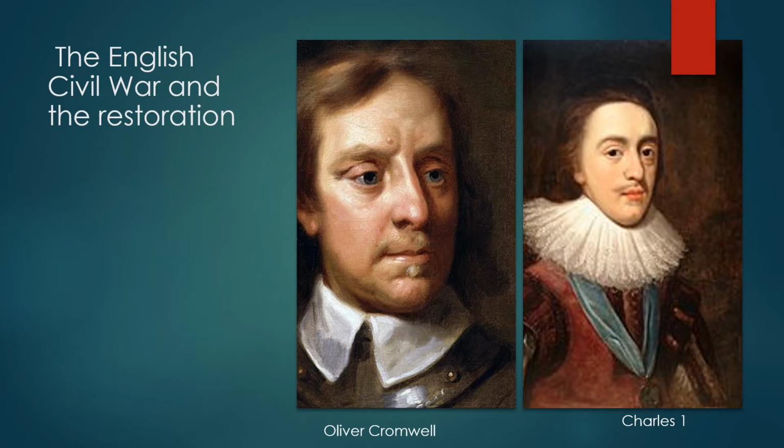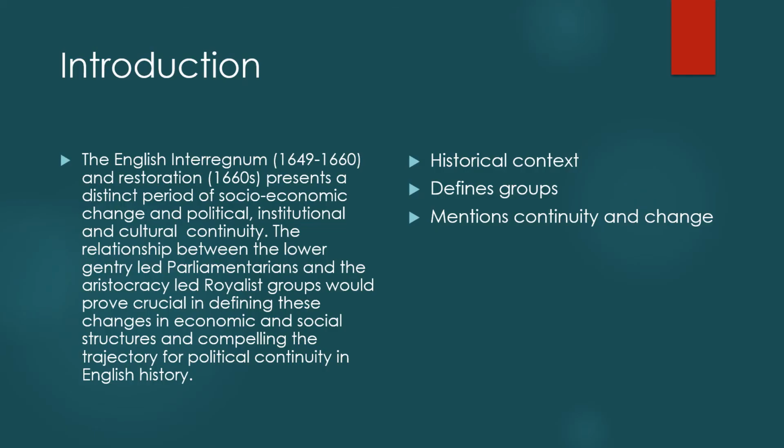Charles I had his head chopped off by the parliament, and there was parliamentary rule under Oliver Cromwell until his death. After Cromwell died, Charles I's son, Charles II, came back to the throne and England became a monarchy again. So, the essay this student wrote was about the English Civil War and the restoration of the monarchy, continuity and change during the period, and the interaction of 2 groups, the monarchists and the parliamentarians, or the Puritans. This was the introduction.